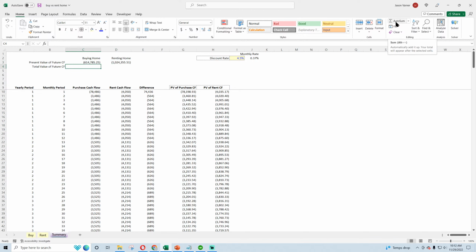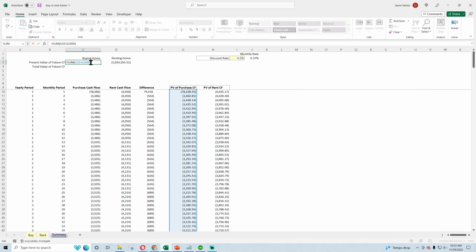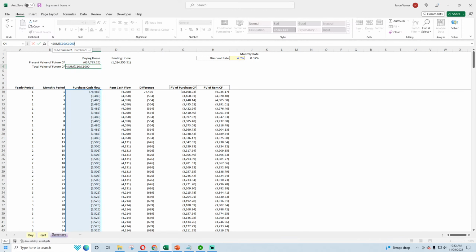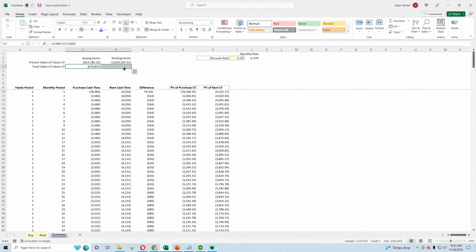Now, if we were to take the total value, the total cost of owning a home, including the ending value, we're at 679. And then for rental, we're at 1.9 million.